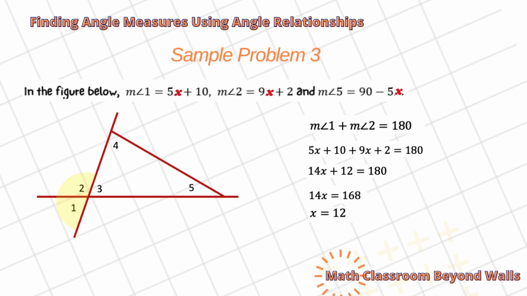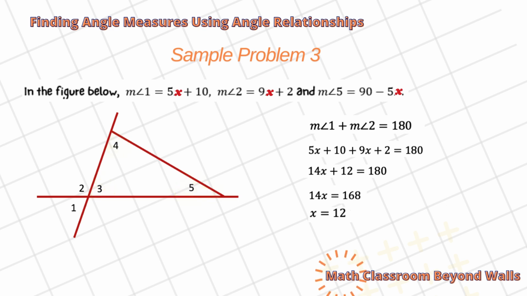Since we now have the value of x, we can now determine the measure of the angles containing the variable x. Let us go and look at the figure again. Remember that angle 4 is inside the triangle. So, for us to be able to get its measure, we need to know first the measures of the two other angles, angle 3 and angle 5.